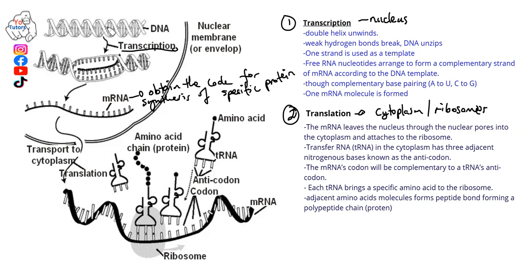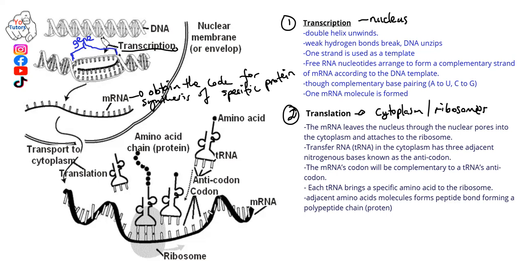You can see that our DNA is a double helix, it's coiled, and the first thing that needs to happen is that it has to unwind. When it unwinds, the weak hydrogen bonds break, but only a portion of it, as you can see here. Only a portion of it is actually being copied. And what do we call this section here? We call this a gene. So a gene codes for a specific protein.